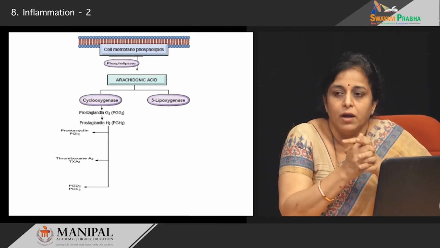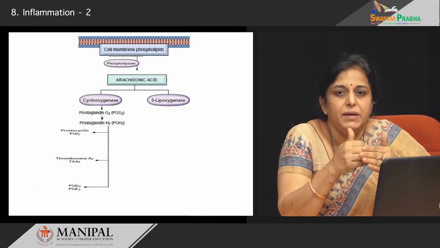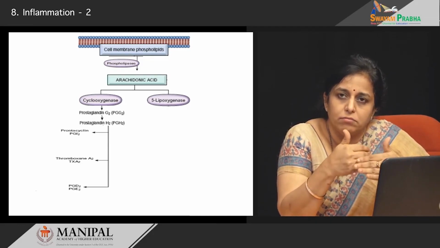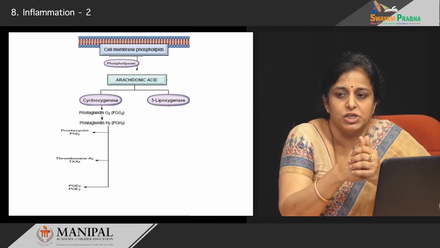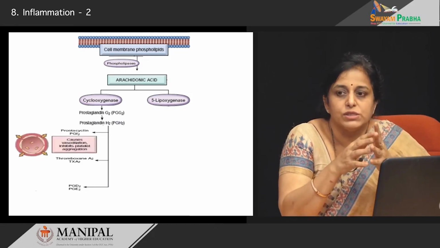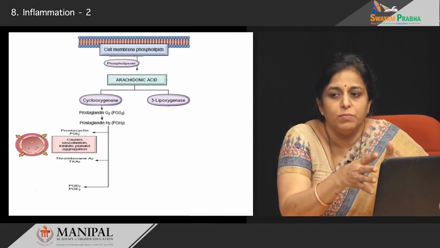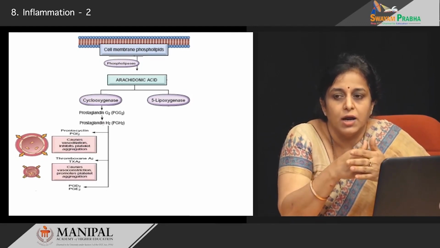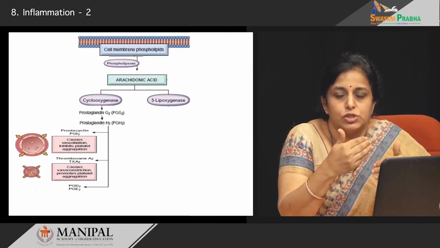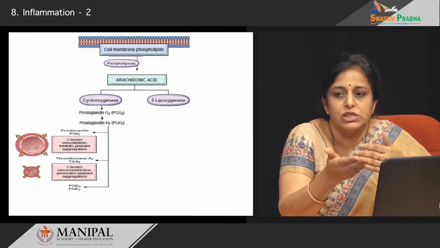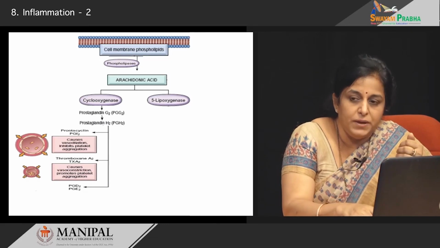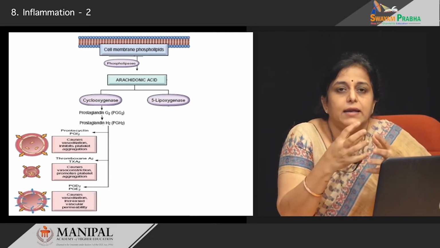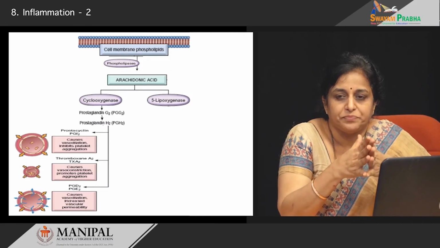So, this is the pathway for the cyclooxygenase route. Now, prostacyclin PGI2 and thromboxane A2 have opposing effects on each other. While prostacyclin causes vasodilation and inhibits platelet aggregation, thromboxane leads to vasoconstriction and promotes platelet aggregation. So, they have exactly opposite actions. Now, PGD2 and E2 result in vasodilation and increase vascular permeability.